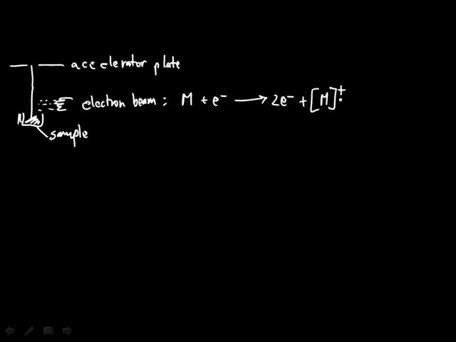Okay? And so such an attracted ion then enters a magnet. And the magnet, again, is a curved assembly which looks sort of like this.